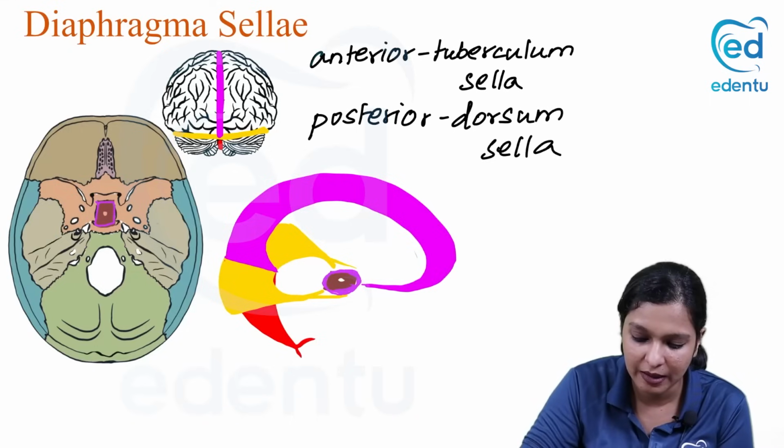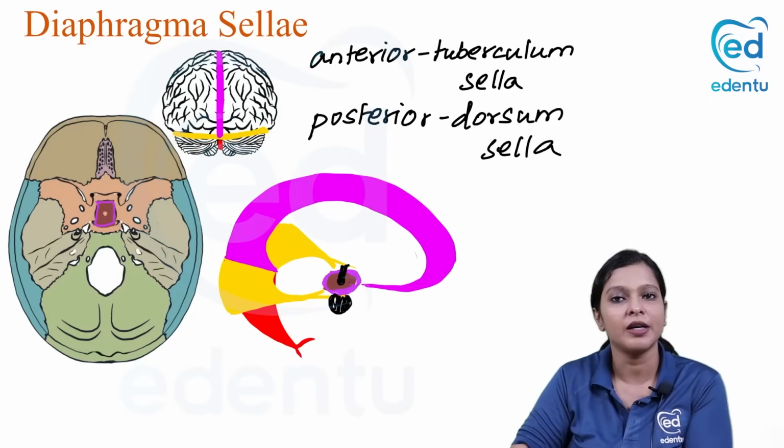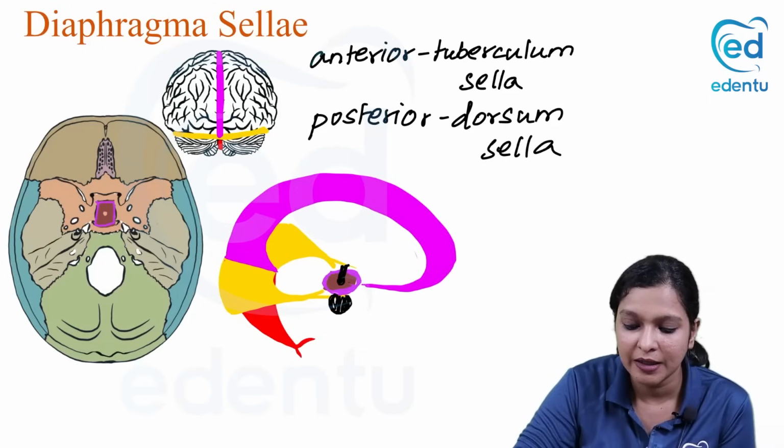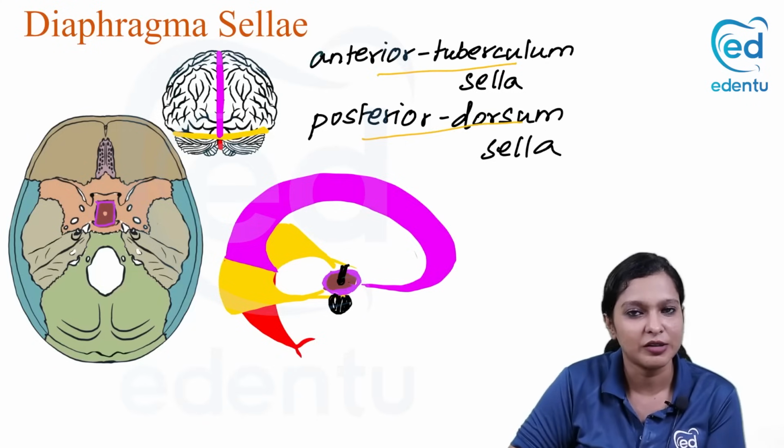This is its central aperture, so the stalk can come out. The stalk of the pituitary gland will come out through that. So that is about it. Anteriorly, we have the tuberculum sellae, and posteriorly, we have the dorsum sellae.